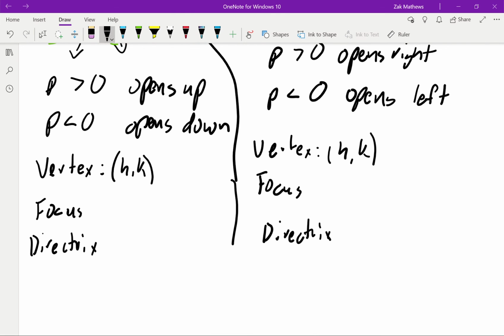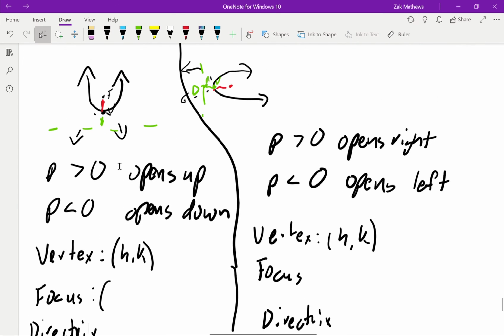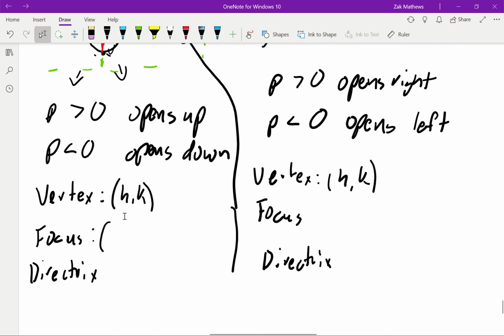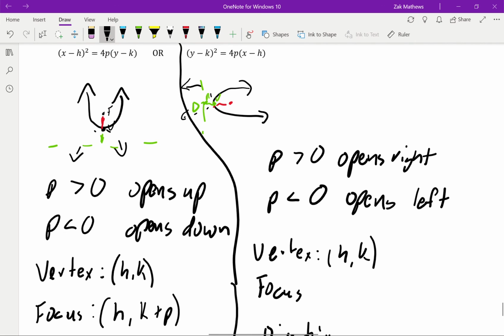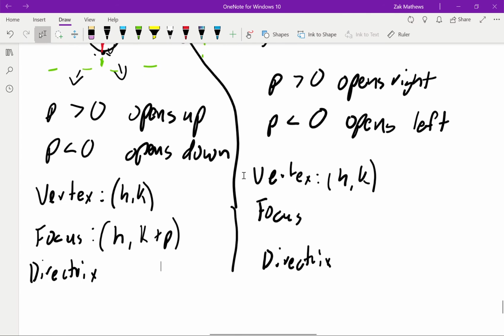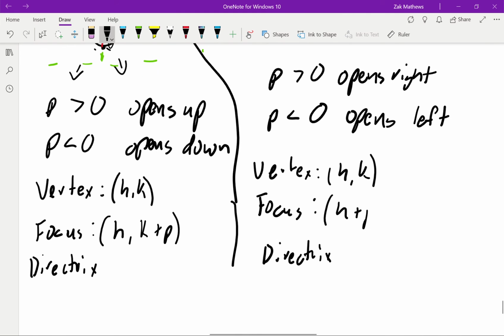So our focal point, if we think about it opening up and down, we started at this point H, K. We have to travel by P units, and we can see that we're purely traveling up. And so we'd have the point H, comma, K plus P. If we're thinking about the one that opens left and right, we're starting at the vertex, but this time we're traveling right, so we're going to have to take that P and add it to the H coordinate.